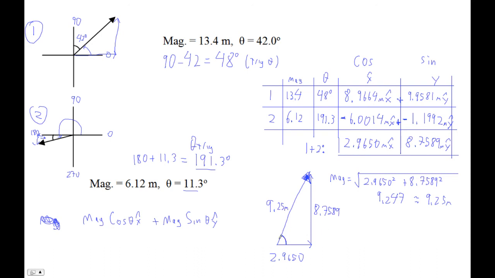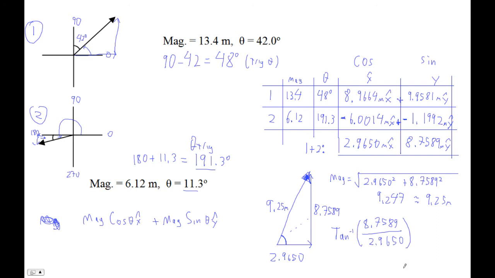Now we've got to find that angle. It's definitely going to be bigger than 45 degrees, right? So that angle there is the inverse tan of opposite over adjacent. Here's the opposite side. So 8.7589 divided by 2.9650. Let's do that. Second tan, left parenthesis, 8.7589 divided by 2.9650.